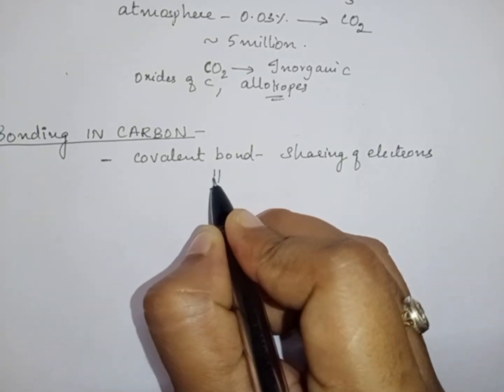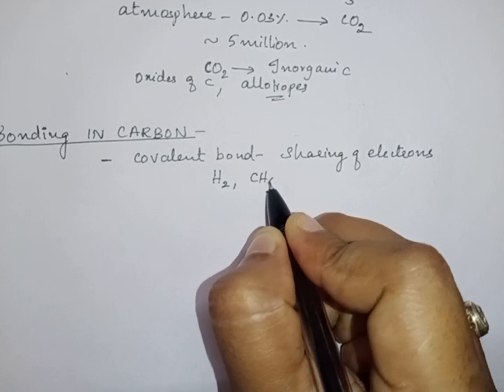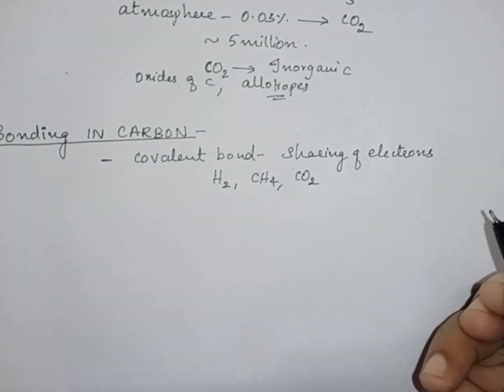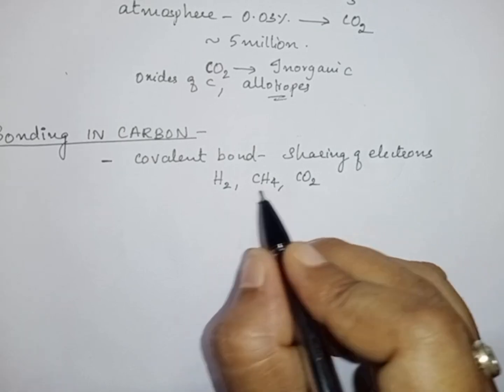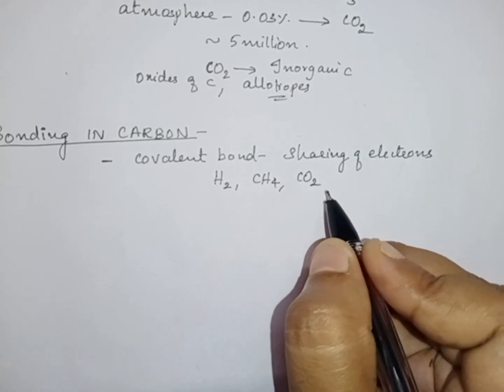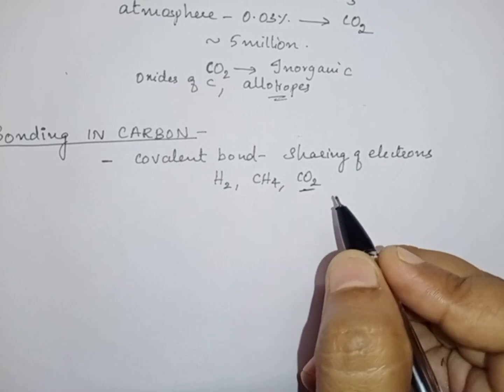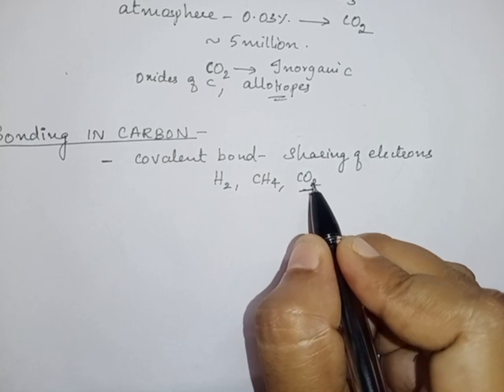Examples for this covalent bonding are H2, CH4, CO2. In all these compounds, there is a covalent bonding. Hence, these molecules are known as covalent compounds, because they have a covalent bond in them.